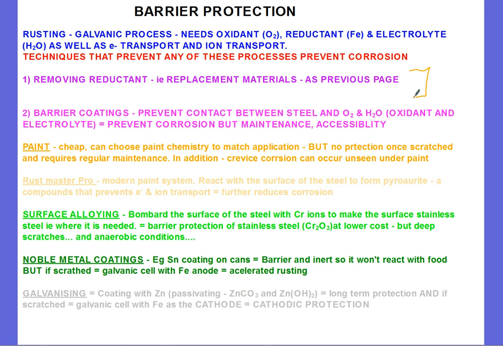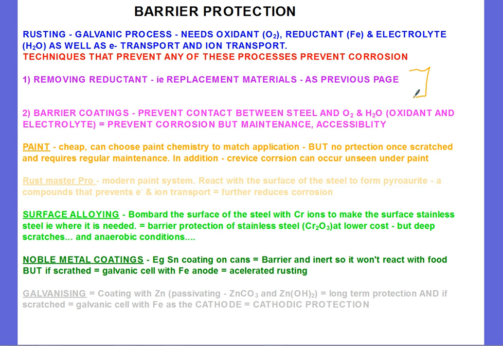Surface alloying is not painting, but surface alloying is actually bombarding chromium ions into the surface of the steel. That turns the surface into stainless steel. Therefore, the surface where the protection is needed has that chromium oxide passivating layer without the entire structure being full of chromium, and therefore it's cheaper than building a whole structure out of stainless steel.